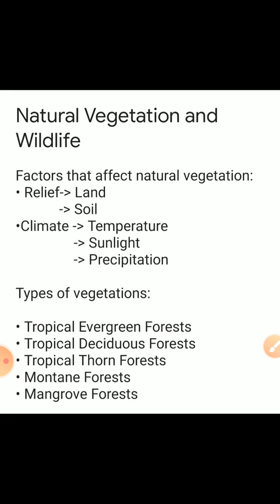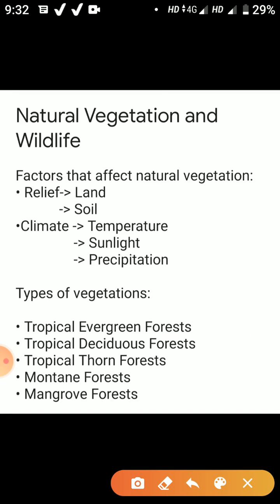And as you know, we had started our chapter 5, that is natural vegetation and wildlife. And in this chapter, we studied the factors that affect natural vegetation. They are relief. Relief includes the type of land, whether it is a flat land or a mountainous area or a plateau area, or whether it is a rocky area or a desert area or a swampy area. And the second point that we studied was the type of soil that is found on that land, because that soil also affects the vegetation that grows on that land.